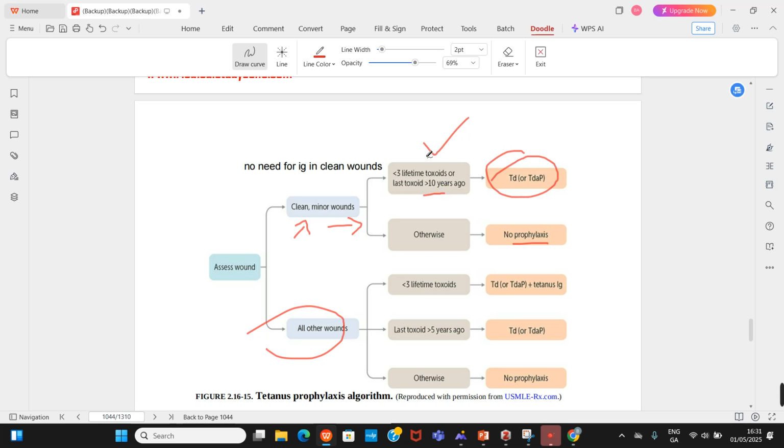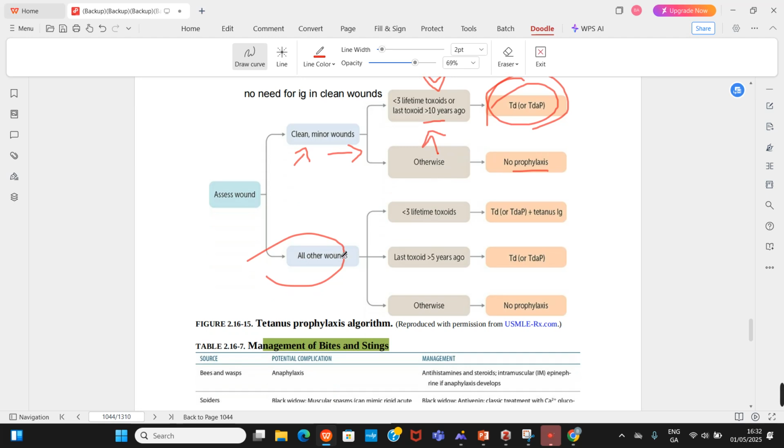So either the person has not completed 3 lifetime toxoid doses, or even if the person has completed that, the last toxoid was more than 10 years ago, you have to give the Tdap vaccine. But if these 2 criteria are met and the person is okay, just leave the person. But for dirty wound, 2 things, you want to look at them separately.